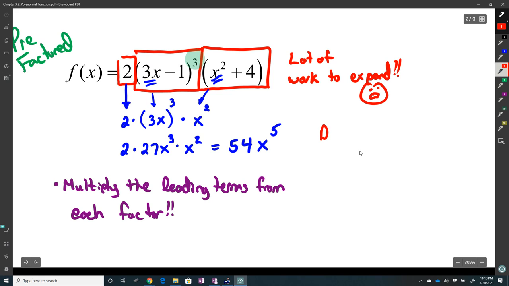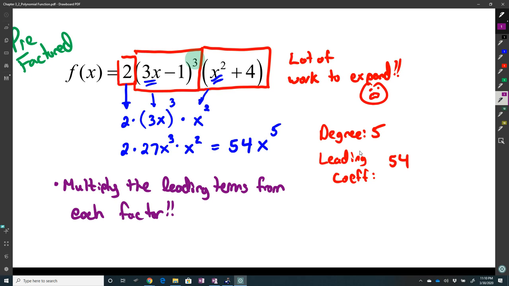And notice that this has a degree of 5, and this has a leading coefficient of 54. All right? And notice it still follows all the rules from before. The degree was 5. Notice that this is degree 2. This one, it's degree 1 3 times. This is degree 0. 0 plus 3 plus 2 gives me 5. So it still follows the same rules as before.